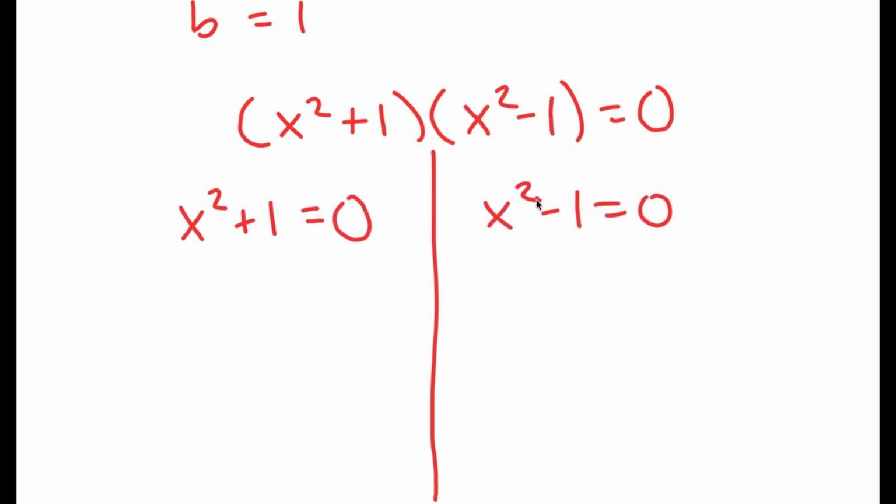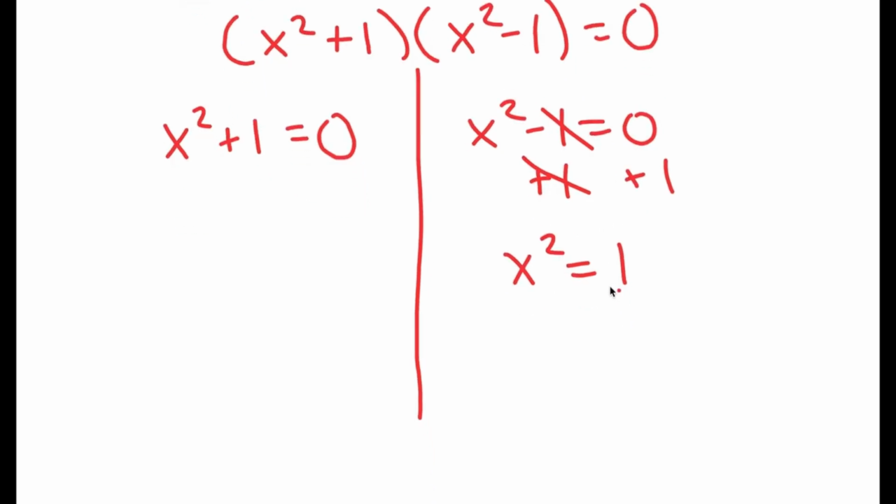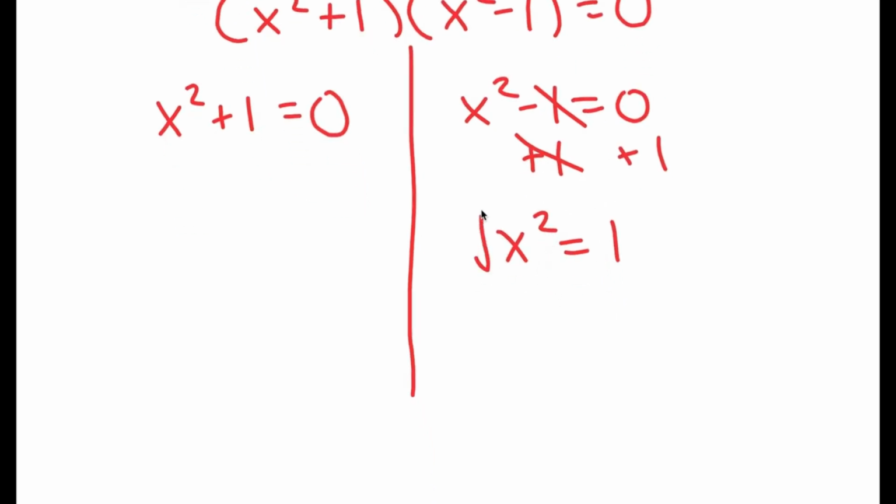So let's first solve x squared minus 1 equals 0 because it's simpler than x squared plus 1 equals 0. To solve this, I'm going to first add 1 on both sides. So I get x squared is equal to 1. And now I'm going to take the square root on both sides. Square root of x squared is x, and I get x equals positive or negative 1.